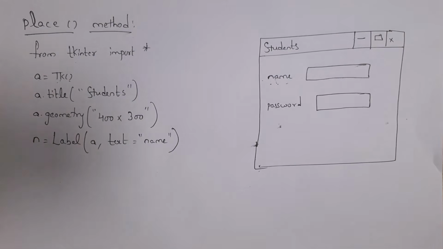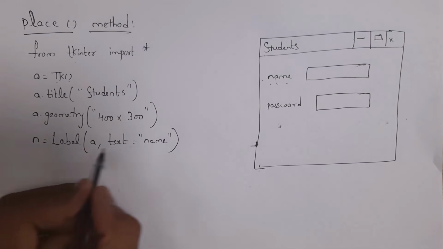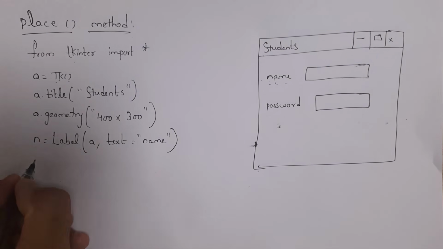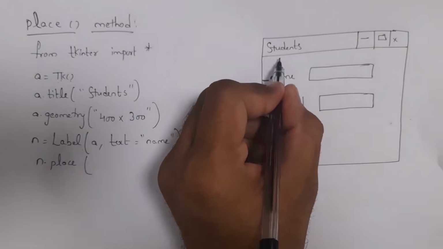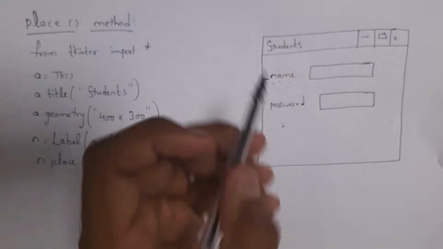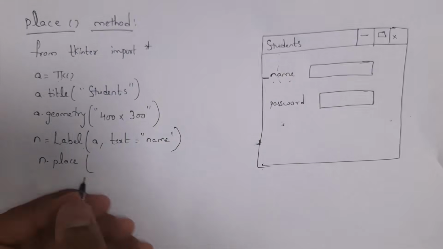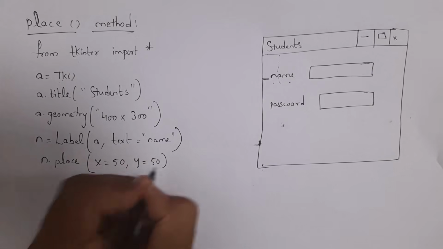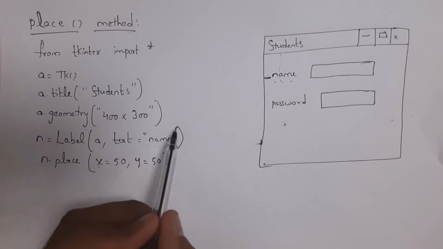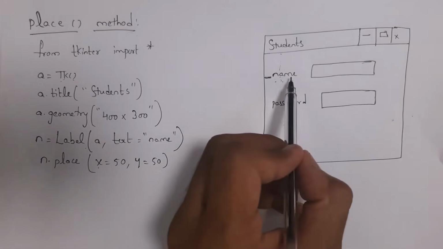I am applying the place method. Just write here, my text is present in variable n, so write n.place. Here I am giving a gap of 50 and similarly here 50. So just write x equal to 50 comma y equal to 50. This is nothing but the gap. Whenever I run these two lines of code, it will place my name here.